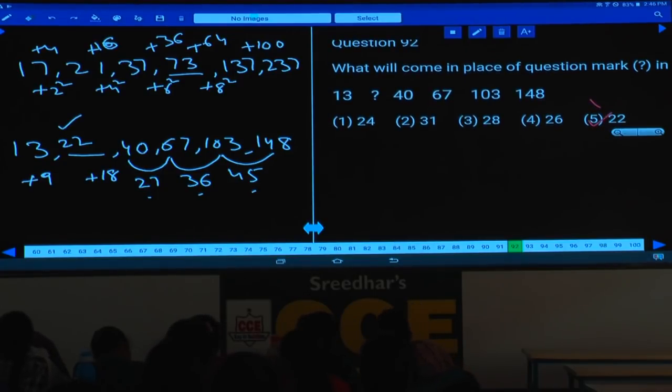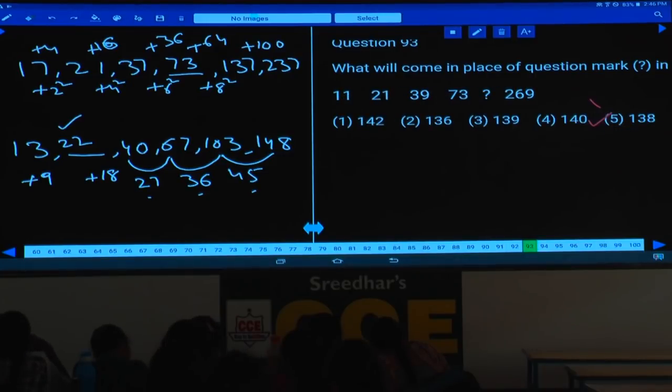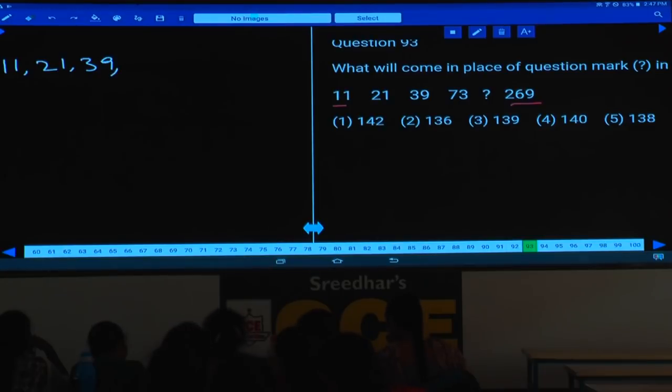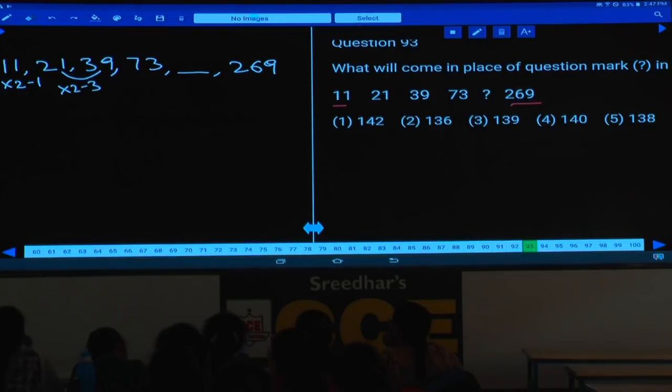Then question number 93. In this question, 11, 21, 39, 73 and so on. Starting with 11, the number ends at 269. As the numbers are increasing at a very fast rate, it must be under product or combination. 11 and 21 cannot be written in the product, hence it must be under combination. How can you express this? 11 into 2, 22 minus 1 is 21. And 21 into 2, 42 minus 3 is 39.